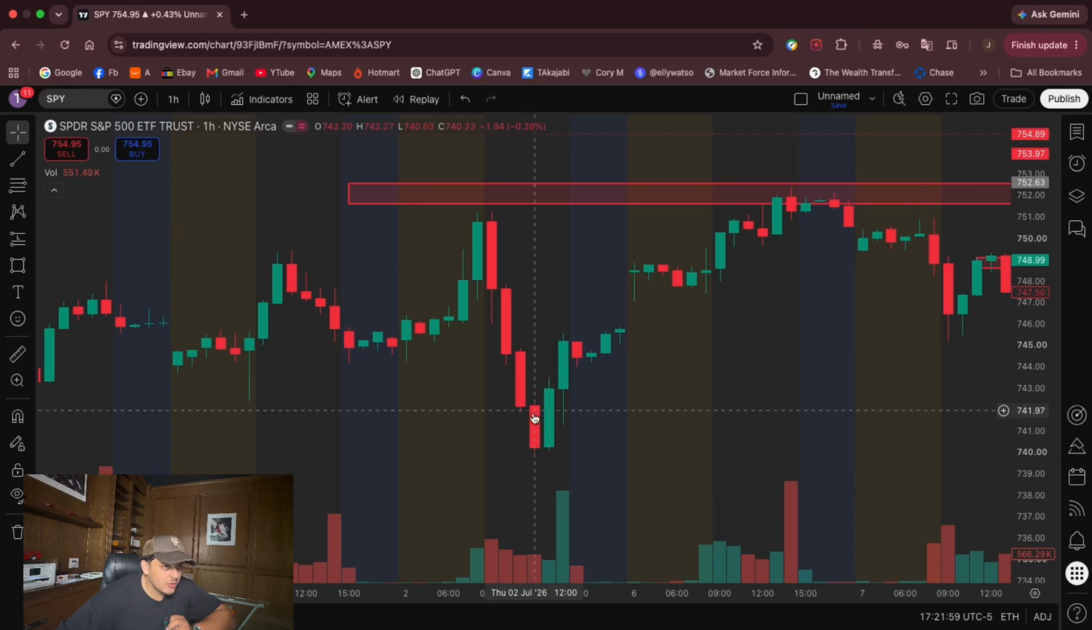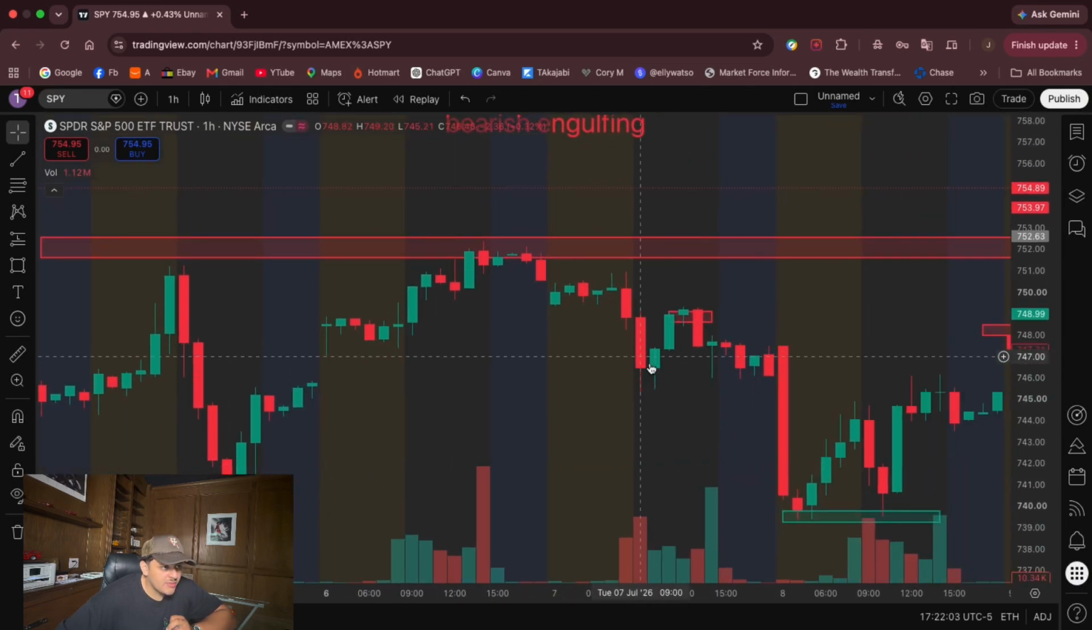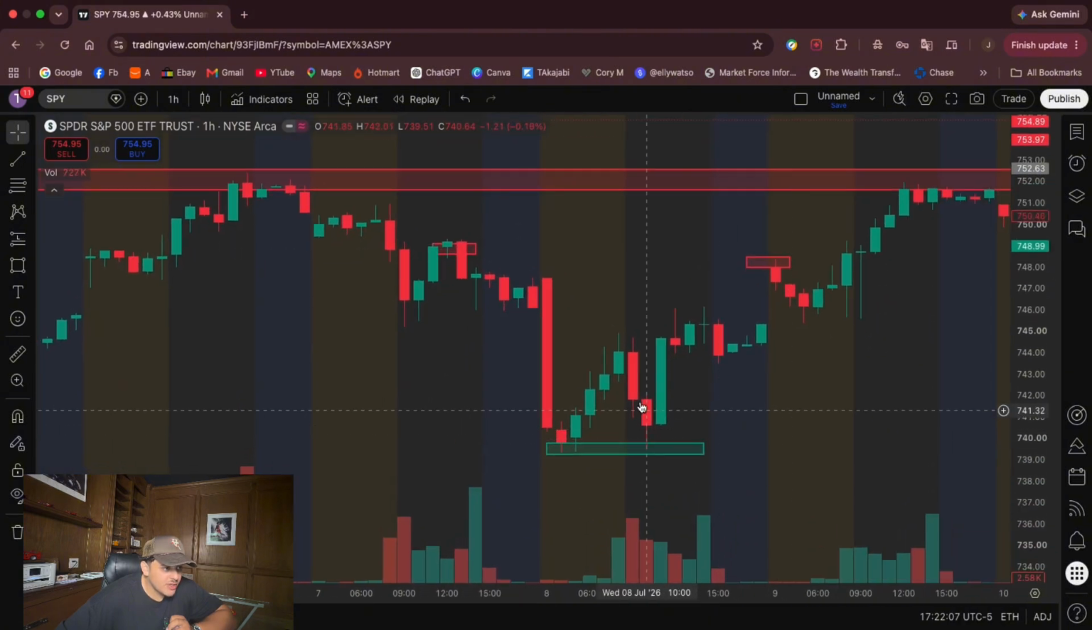Right here we have a bullish engulfing. Over here we have a morning star. Over here we have an evening star. Do you guys see that? Over here we have an evening star. We have a bullish engulfing. So there's just so much that you can use to identify everything, but practice those, just identifying them.